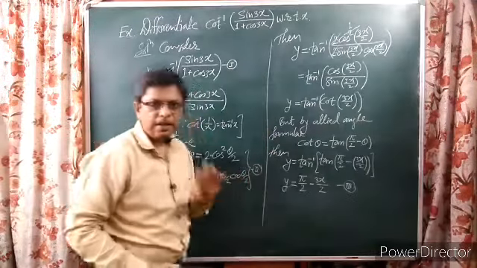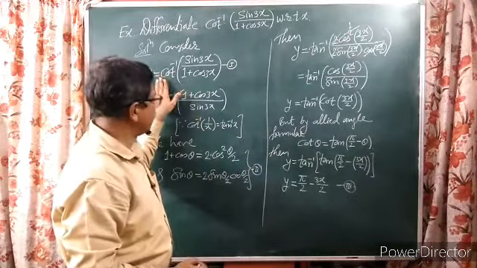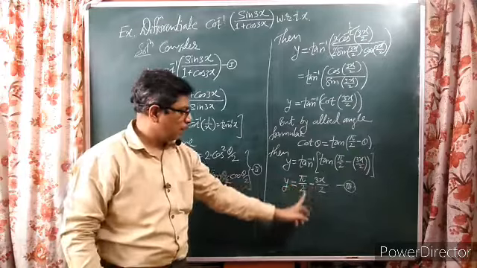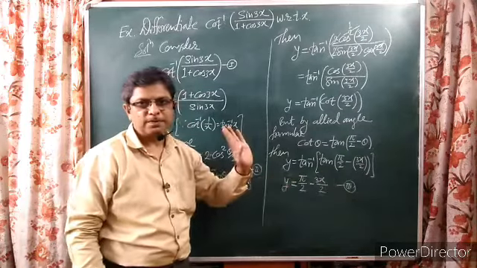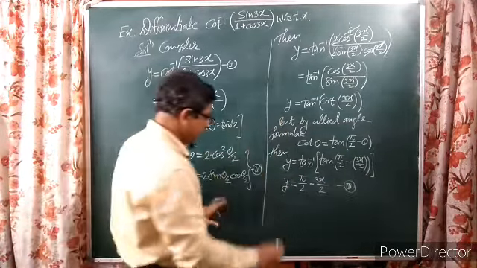And we have just simplified the given function in form of this. y is equal to pi by 2 minus 3x by 2. This is the simplified form. So differentiate it.